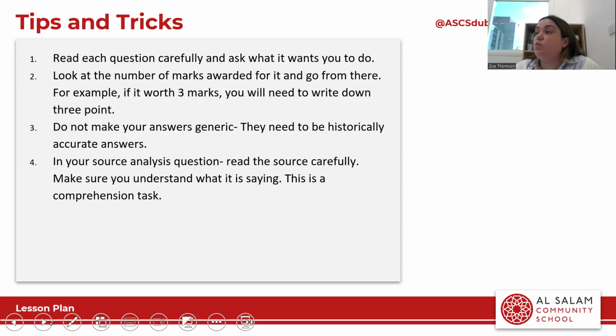Make sure you understand what it is saying. This is essentially a comprehension task. If I'm asking you what is the emotion of the person that they're describing, if you don't understand the source, you can't tell me that emotion.